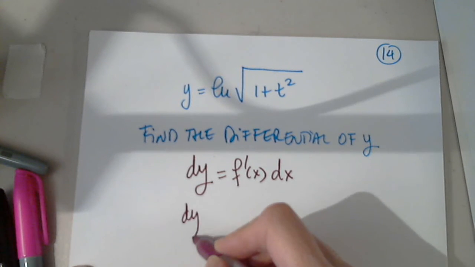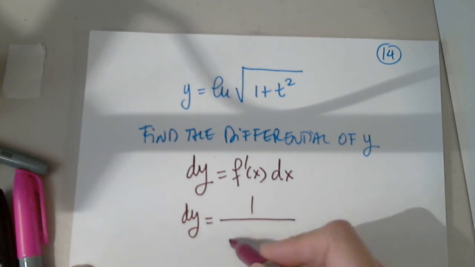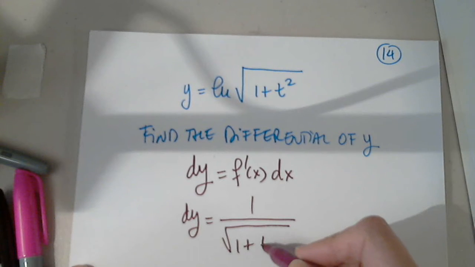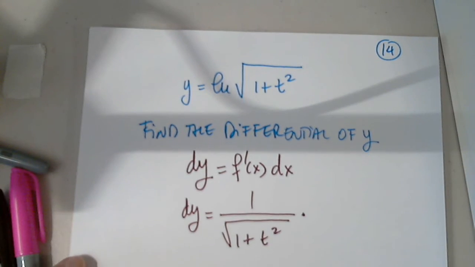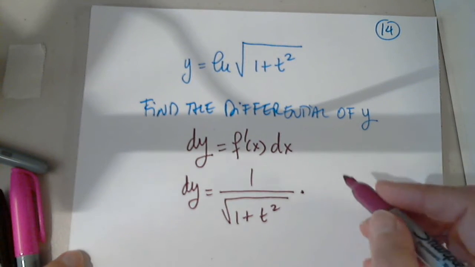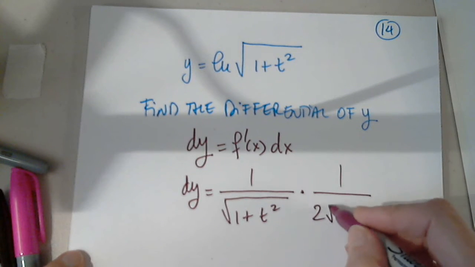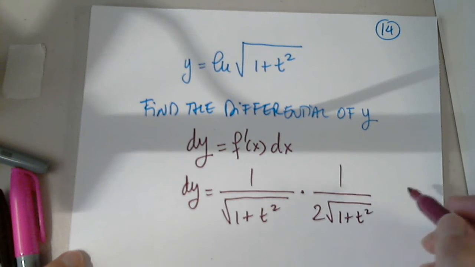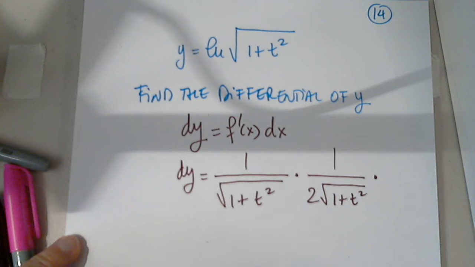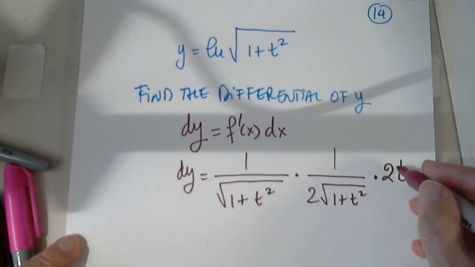So dy for this problem will be 1 over the square root of 1 plus t squared, multiplied by the inner function prime, which is 1 over 2 the square root of 1 plus t squared, multiplied by the inner function prime, which is 2t.